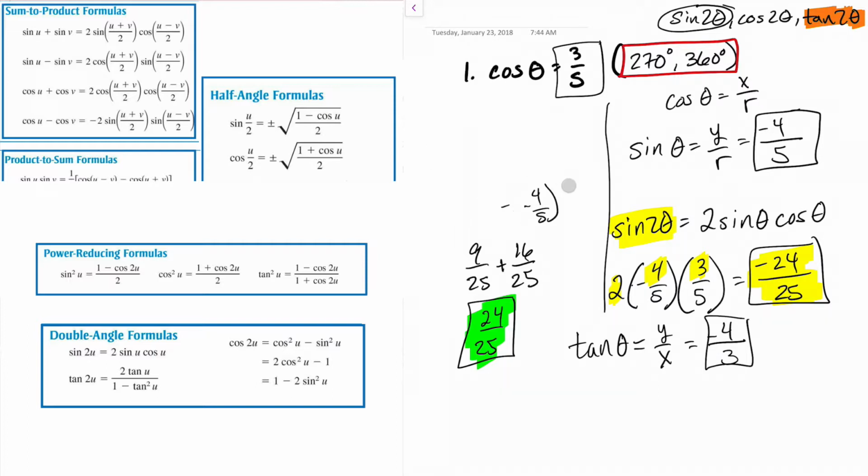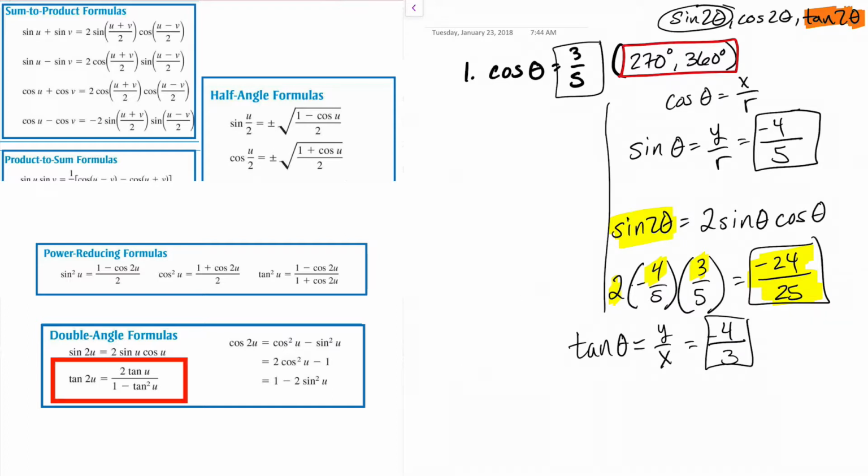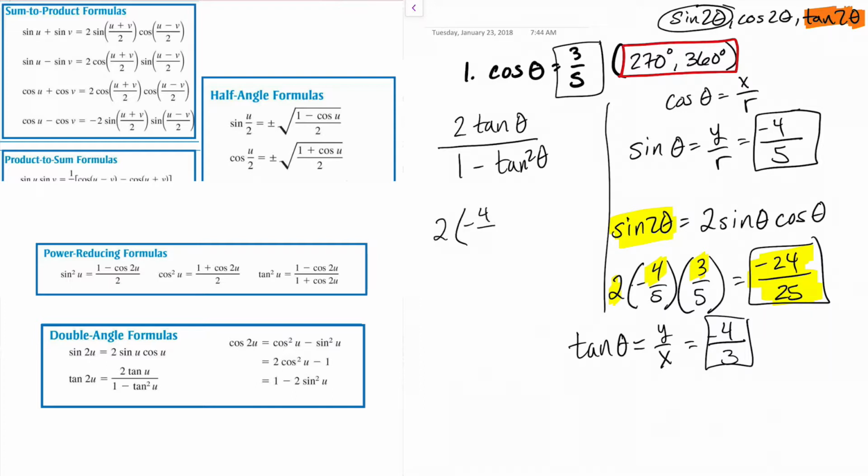So let me get rid of my work here that I did earlier, so I can have some space. So let's work this out. So the formula for tangent 2 theta is 2 tangent theta over 1 minus tangent squared theta. So in the numerator, it's going to be 2 times negative 4 over 3 divided by 1 minus negative 4 over 3 squared.